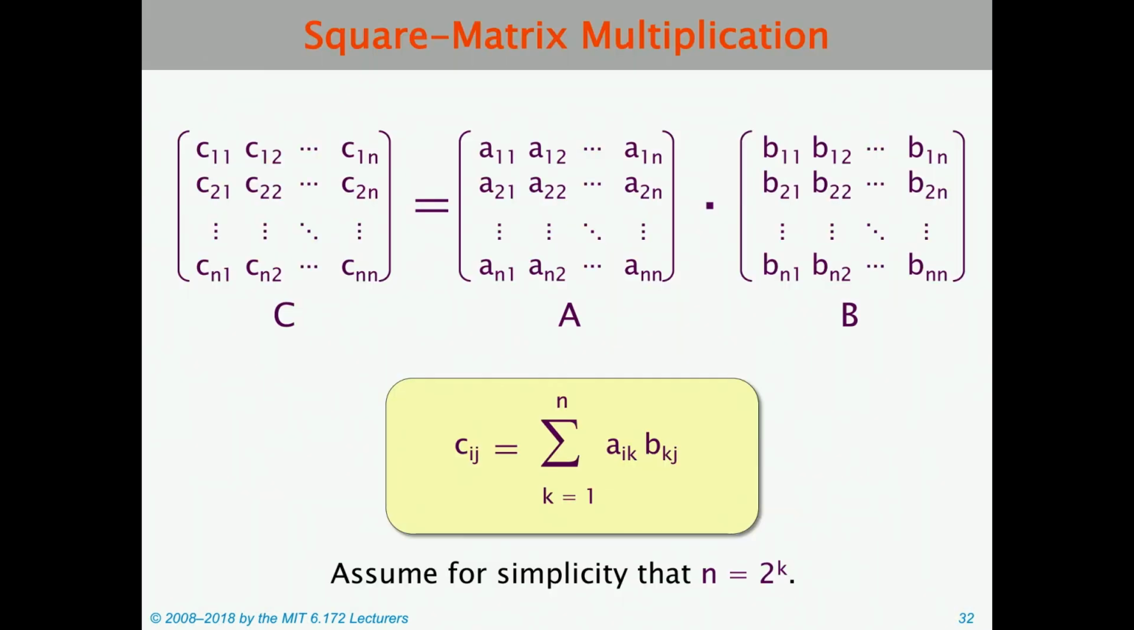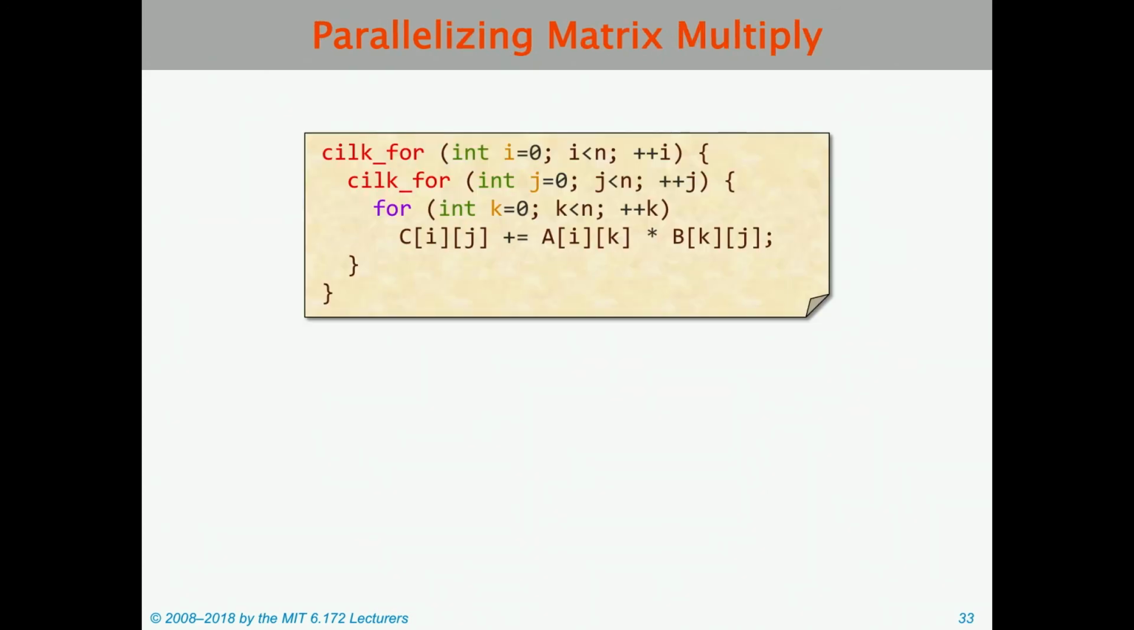People are familiar with this problem? Okay. We're going to assume for simplicity that n is a power of 2. So here's a typical way of parallelizing matrix multiplication. I take the 2 outer loops and I parallelize them.